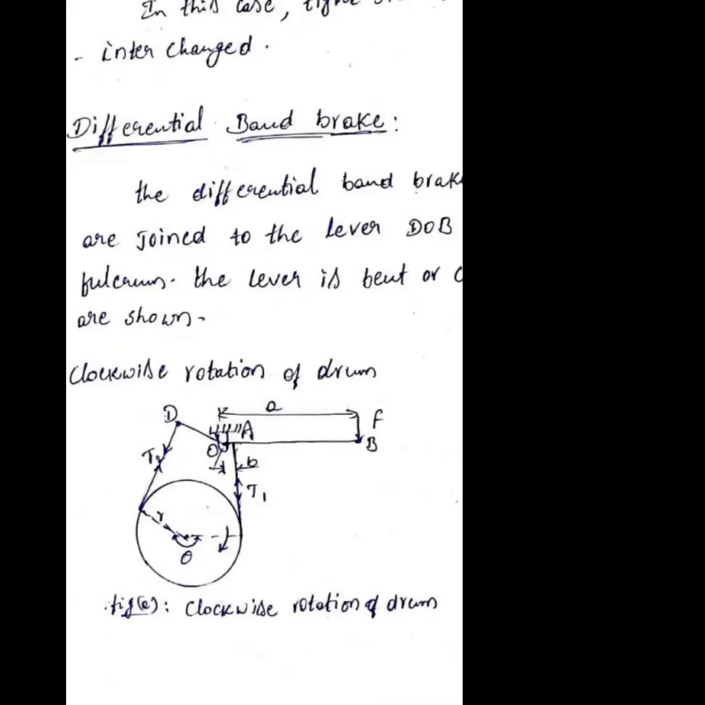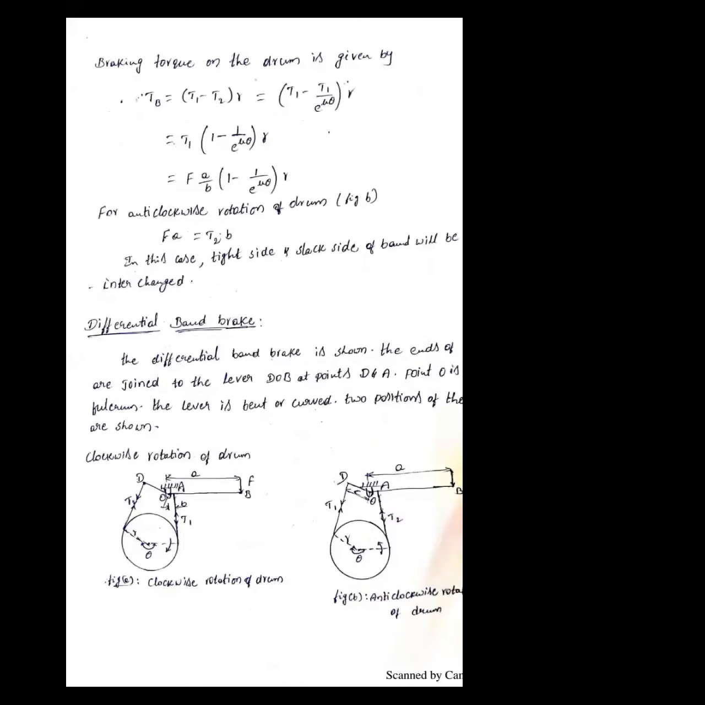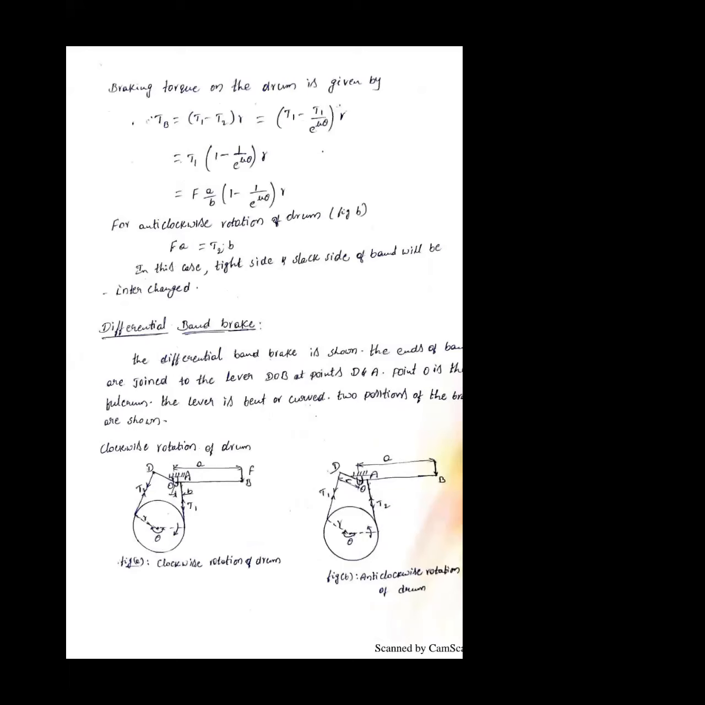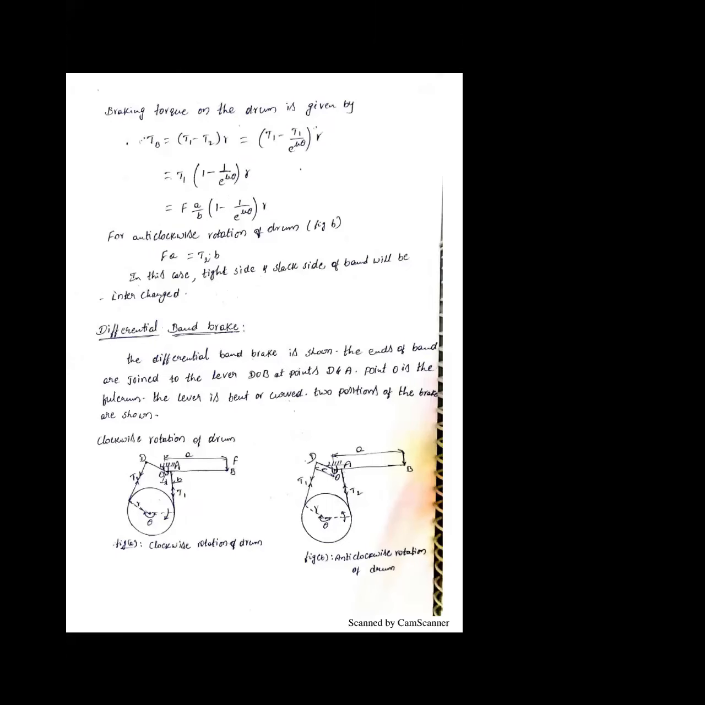Just observe that the lever has a bent section, and the pivot is at O. Additionally, in this derivation, the ends of the band are joined to the lever DOB at the points D and A.